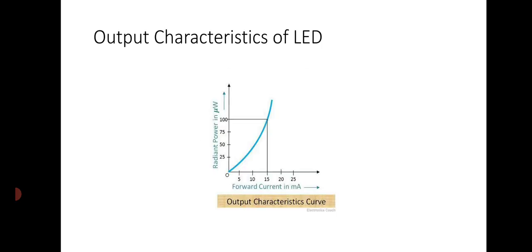Then output characteristics. The power of the output that is translated into light is proportional to the forward current. If the current increases, the output light will be greater. So see the diagram. This is the output characteristics. On the x-axis we use current in milliamps, then on the y-axis power. So as the current increases, the power increases, and it is reflected as light.